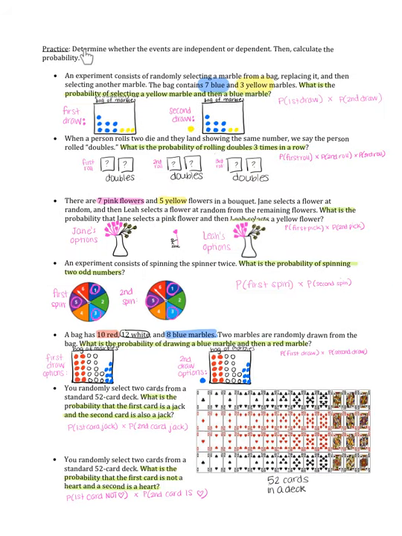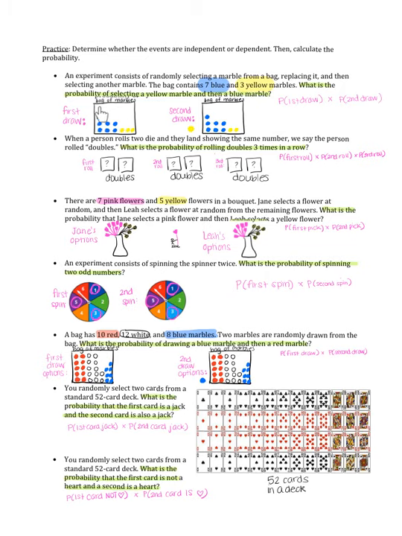The directions ask us to determine whether the events are independent or dependent, and then to calculate the probability. Example 1. An experiment consists of randomly selecting a marble from a bag, replacing it, and then selecting another marble. The bag contains 7 blue marbles and 3 yellow marbles. What is the probability of selecting a yellow marble and then a blue marble?